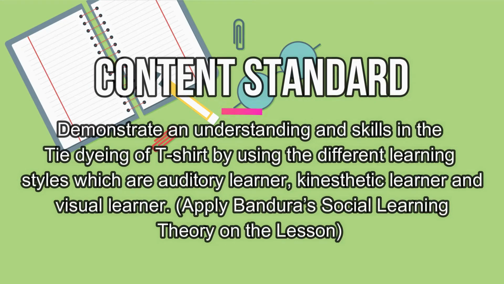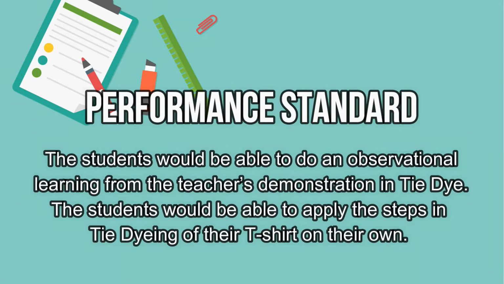Content standard: demonstrate an understanding and skills in tie-dyeing of t-shirt by using the different learning styles which are auditory learner, kinesthetic learner, and visual learner. Apply Bandura's social learning theory on the lesson. Performance standard: the students will be able to do an observational learning from the teacher's demonstration in tie-dye. The students will be able to apply the steps in tie-dyeing of their t-shirt on their own.